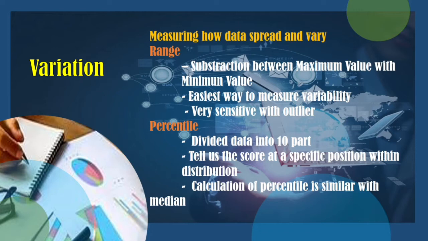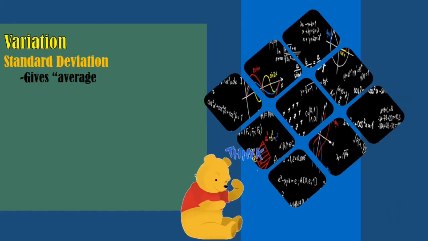Then another is the percentile. This is where data are being divided into 10 parts. Percentile tells us the score at a specific position within the distribution. The calculation of percentile is similar to your median. Then next is the variation.